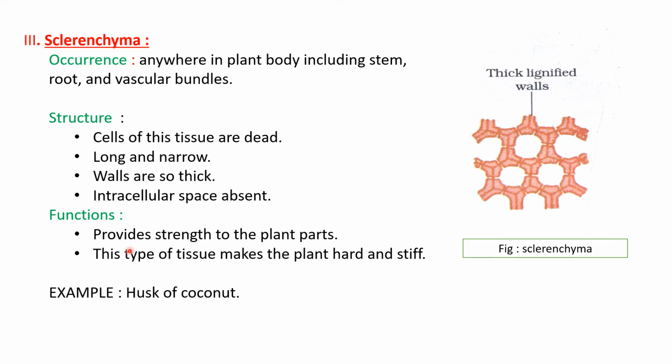Functions, what are the functions? It provides strength to the plant parts. So where it is present in a particular portion, it provides the strength. This type of tissue makes the plant hard and stiff. Example, the husk of a coconut. That outermost layer of a coconut is sclerenchyma tissue, a type of simple permanent tissue.